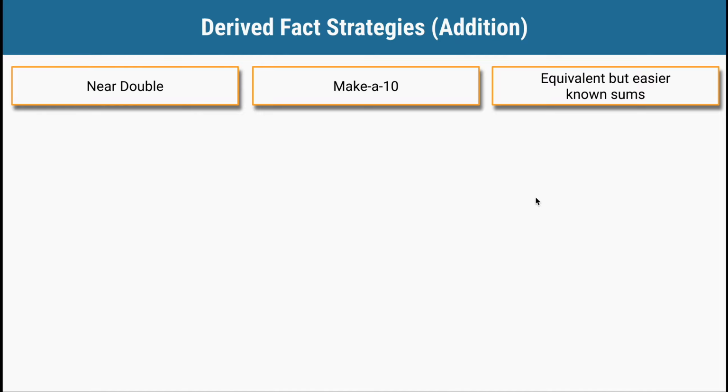The first one, near double, is one that's generally familiar. If I'm trying to figure out 8 plus 7, and I know 7 plus 7 is 14, I can do 1 more to get 15. Or if I know 8 plus 8, and 1 less than that is 15, I can also figure out 8 plus 7. This one requires us to know our doubles facts first, as well as to have counting on and counting back skills. The next derived fact strategy is make a 10.